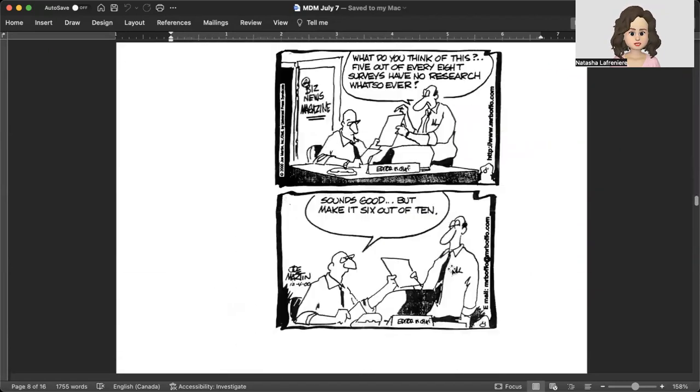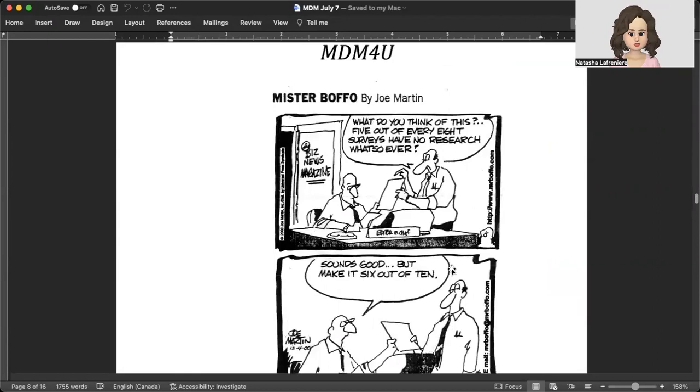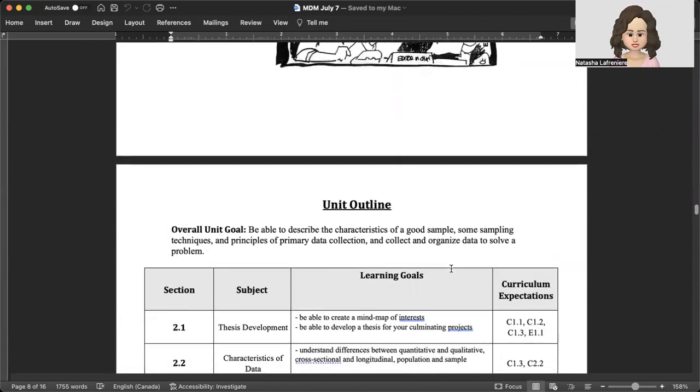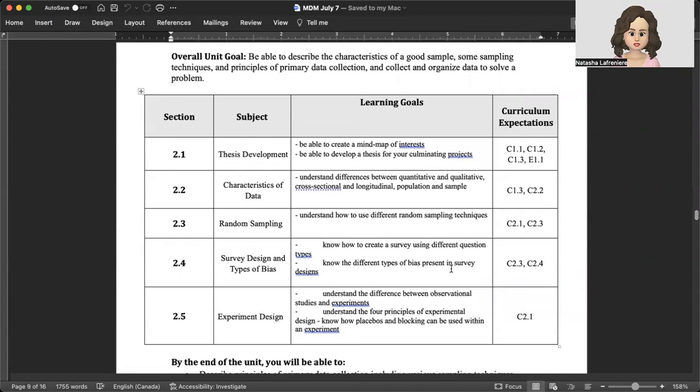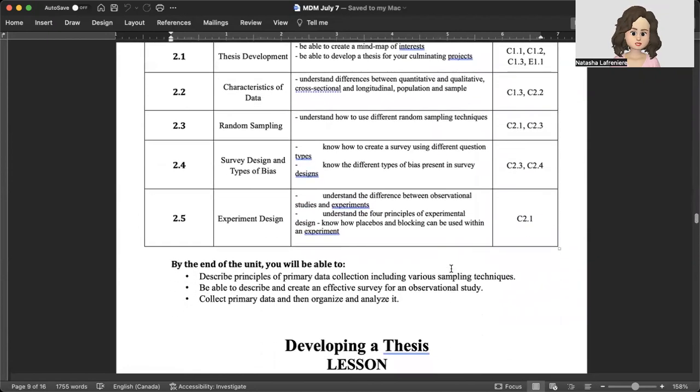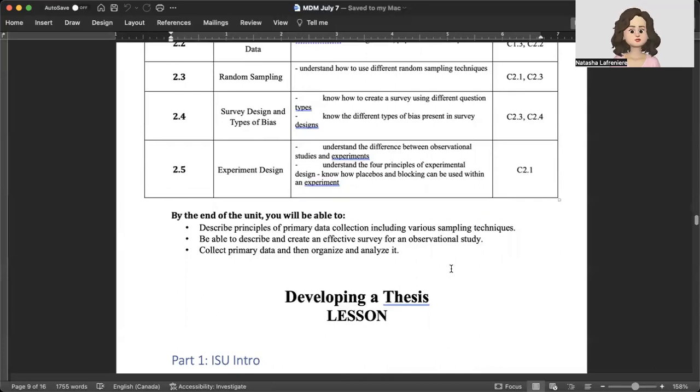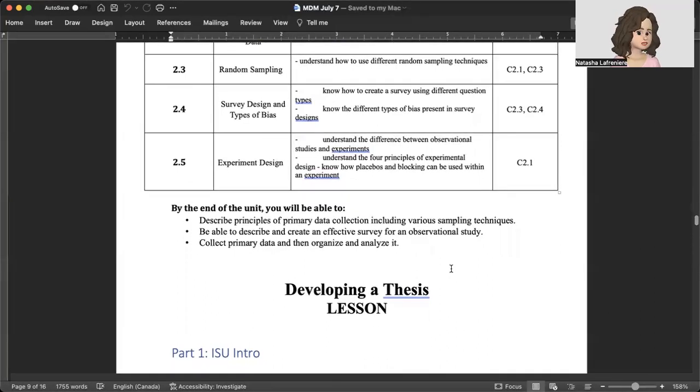Okay, so it is a little long, and then you've got a little funny thing going on here. You've got your unit outline, so there are 5 lessons to it. I think my goal was to get 1 unit done in 3 days, if I'm not mistaken.